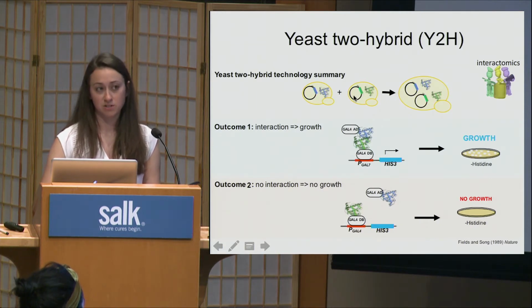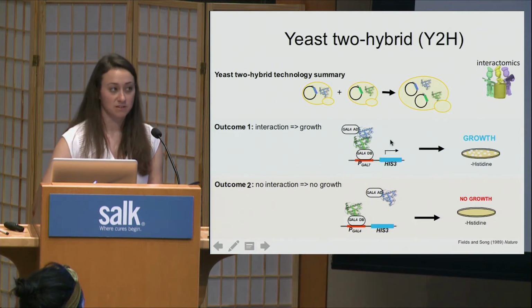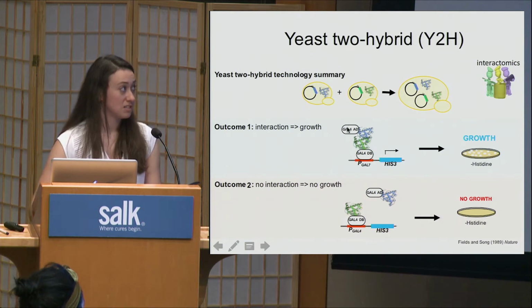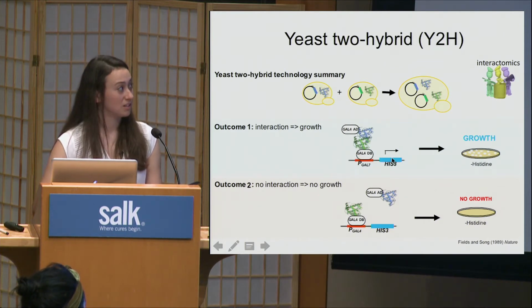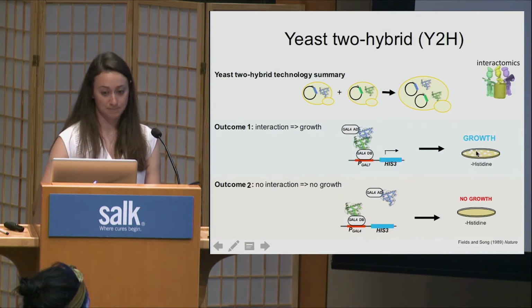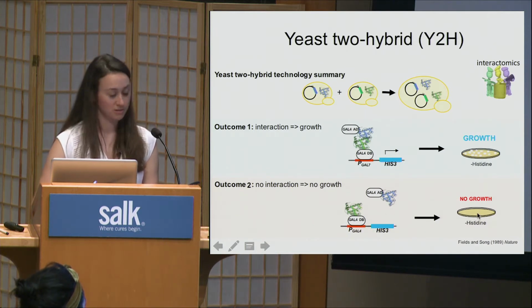And then you mate these two yeast strains together to get the proteins in the same cell. Then, if the proteins interact, it brings the yeast activation domain and DNA binding domain together to form a functional transcription factor that's able to express this reporter gene. In this case, it's a reporter gene that allows the yeast to grow on this selection media. This way, you can select for cells that have protein interactions in them. If there's no protein interaction, the yeast cannot turn on this reporter gene expression and the cells don't grow.